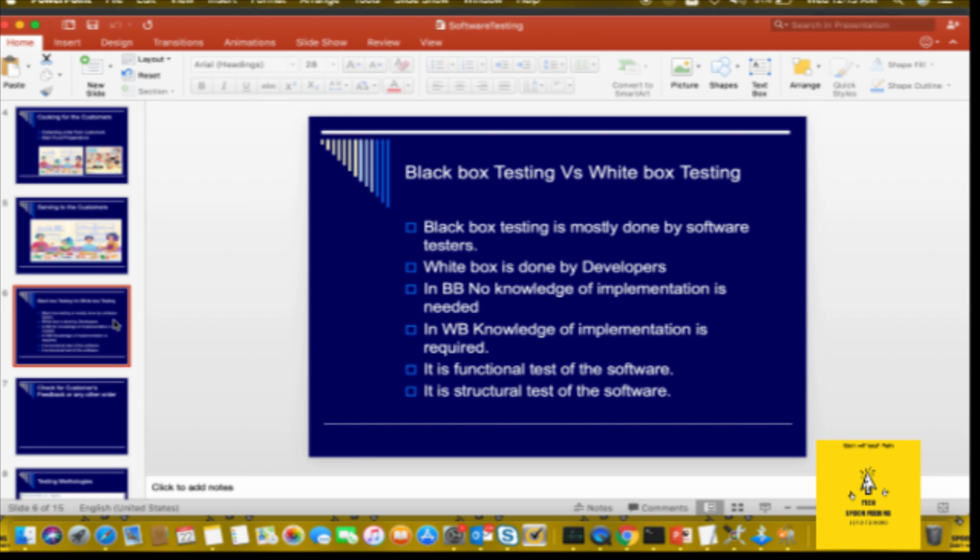This is very, very important: black box testing. Compared to white box testing, the scope of testing is huge in black box testing. Because the tester, as we discussed in the first video, is the ultimate person responsible to approve the product and send it to the market. So this is all about black box testing and white box testing.